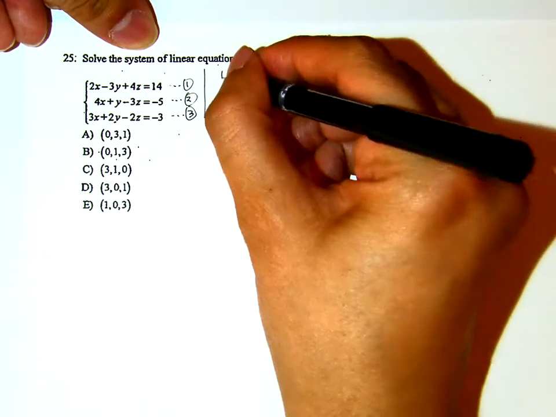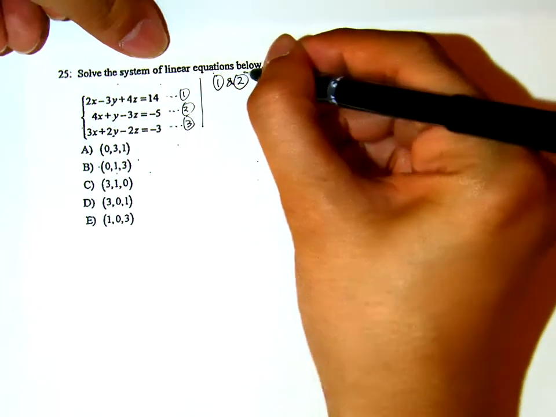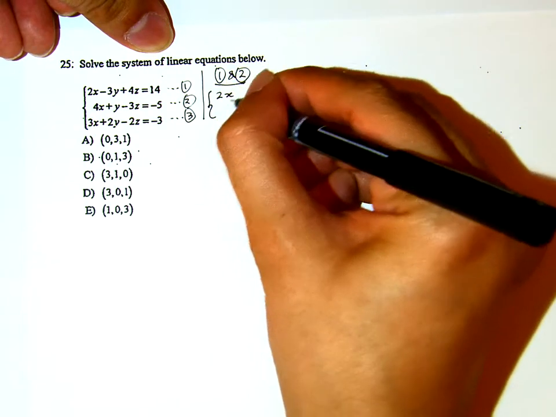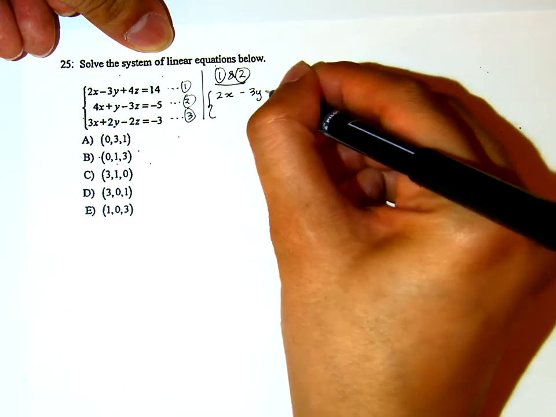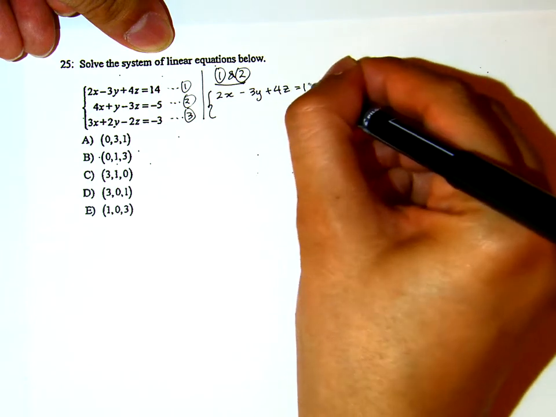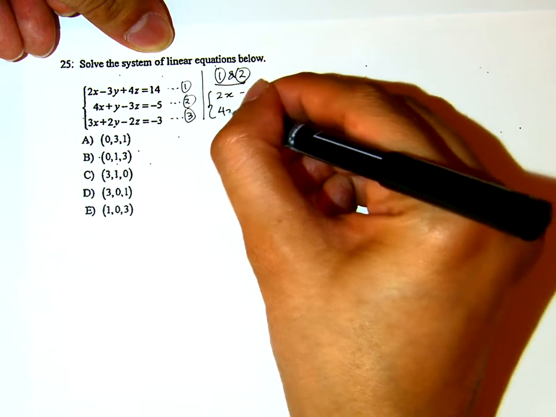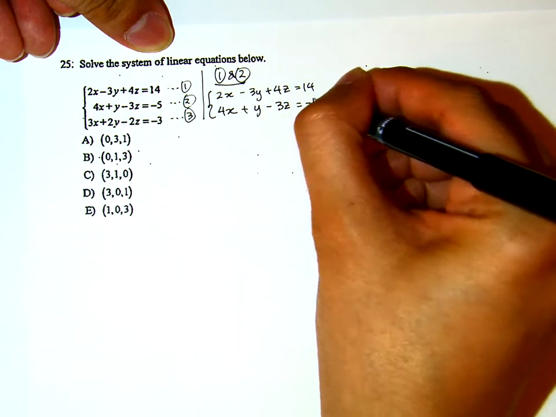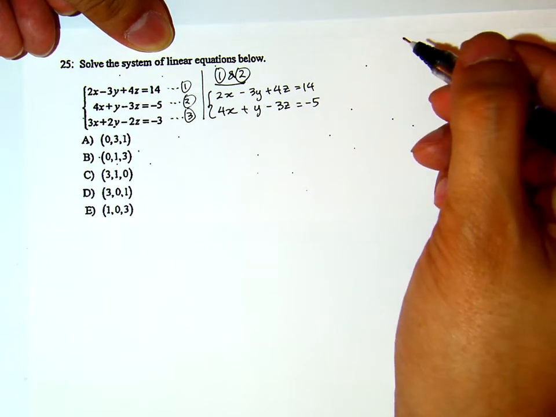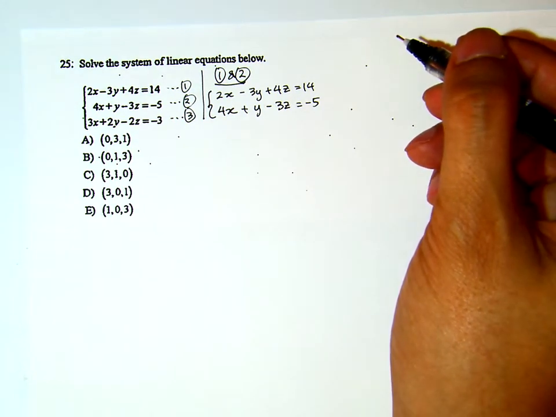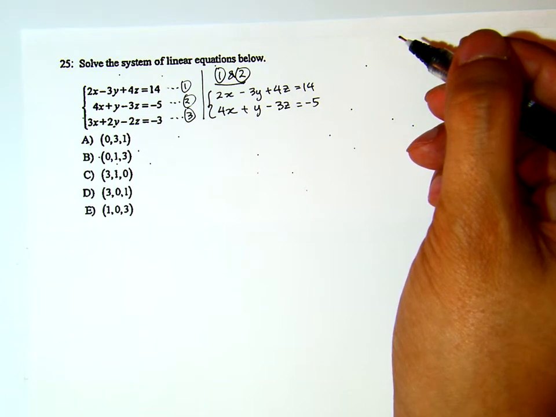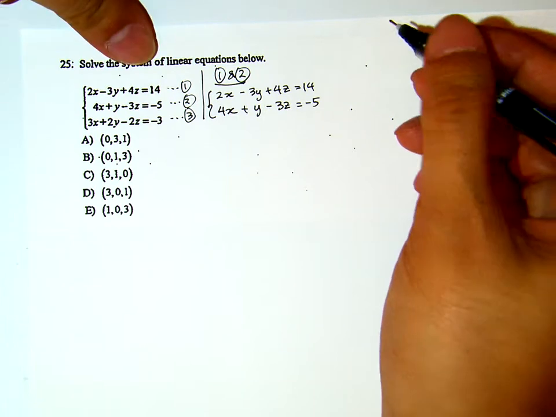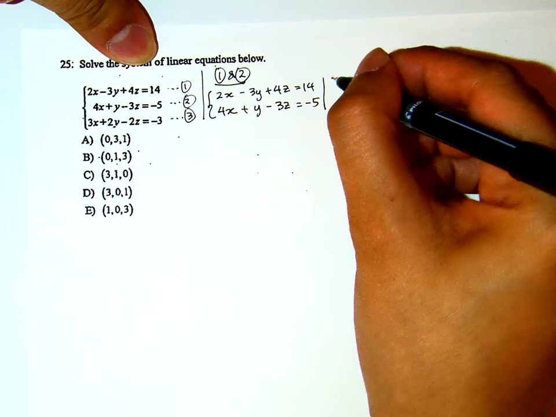Let me first choose the first pair, equation 1 and equation 2. And I will have this system: 2x minus 3y plus 4z equals 14, and 4x plus y minus 3z equals negative 5. Now I will eliminate a variable right now. The variable that I choose to eliminate right now will be the same variable that I will need to eliminate for another pair later on. Okay, now let me choose to eliminate the y.